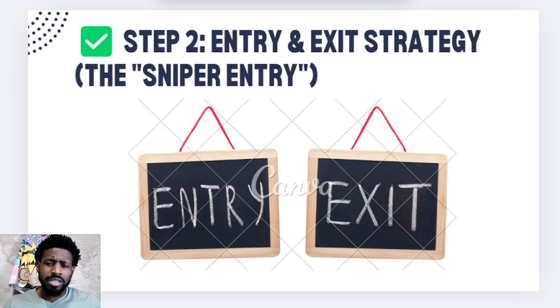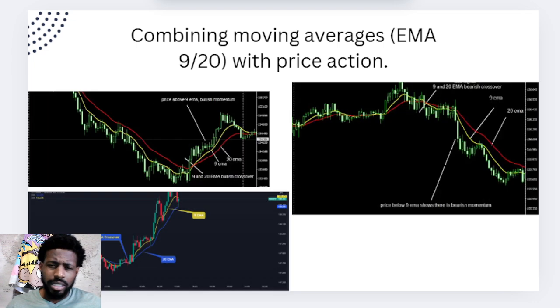Okay. Now, step two: entry and exit strategy. The sniper entry. So combining the moving averages EMA 9 and 20 with the price action, I like to use these indicators not to enter the market, but more for confirmation, if that makes sense. I like to use indicators for confirmation to let me know, okay, it's going down and it's still below the 9 EMA.